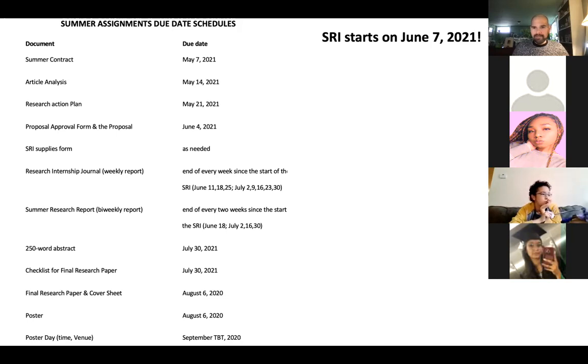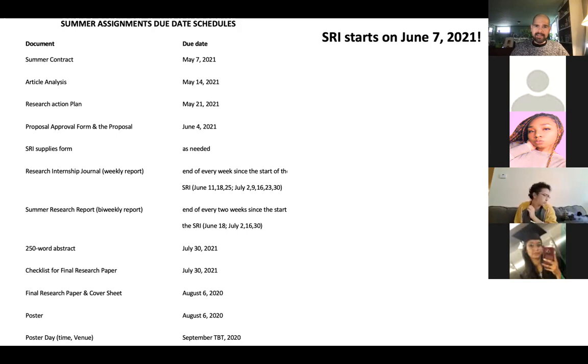And it is very important because I need to make sure that what you are telling me you are planning on working on is doable, is feasible, and you can complete it within the 8 weeks of the SRI. And the actual research project and the timing for the projects won't start until I get that proposal and I approve it. So I need to make sure that you submit it by June 4th.